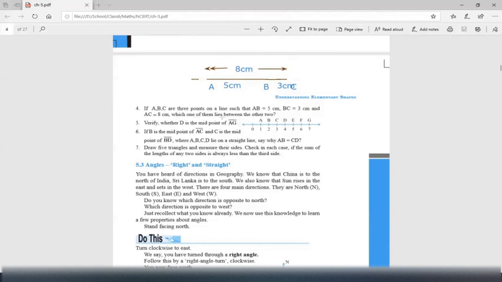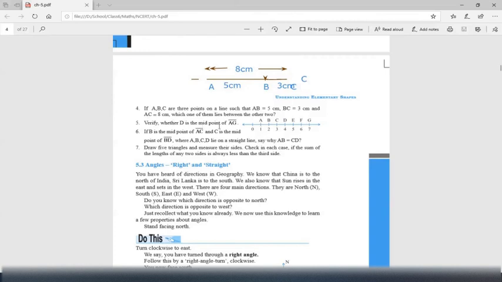So which one of them lies between the other two? So B lies in between A and C. That is the answer. This is C. So B lies in between A and C. Okay. So that solved the problem. You can do it in your homework. Now completing the other questions.